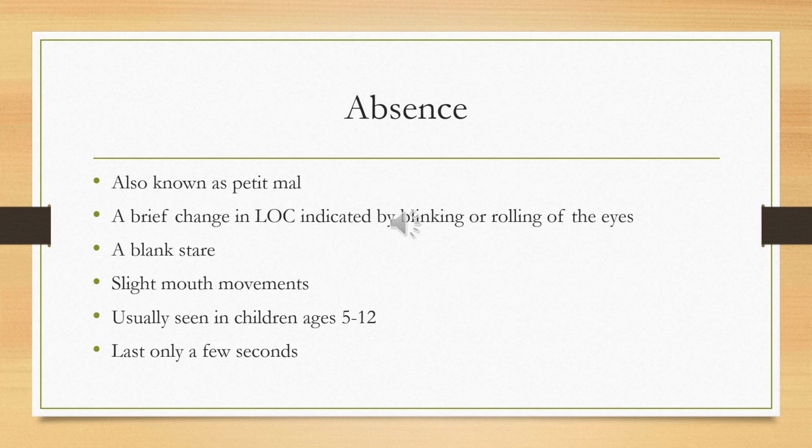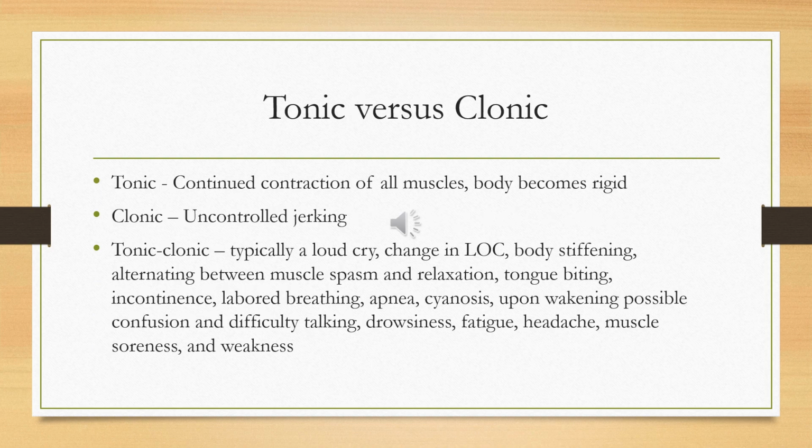Okay, so with absent seizures, these usually occur in children between the ages of 5 and 12, so our younger population. This is the seizure where they might just have a blank stare. They might have a brief loss of consciousness, and it only lasts about a few seconds, not too long, with this type of seizure. Okay, so we have our tonic versus clonic.